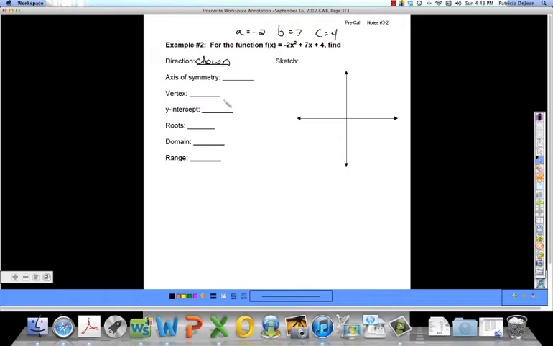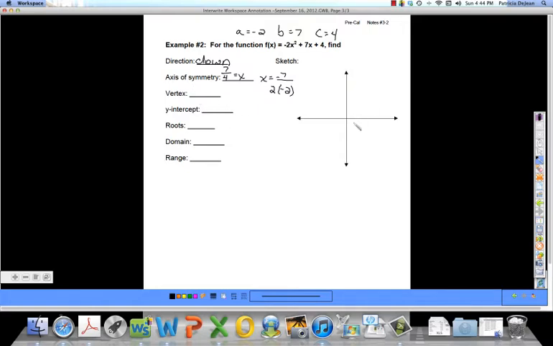Now we need to find our axis of symmetry, and you're going to do that with x equals negative b, negative 7, over 2 times a, which is negative 2, which is going to be negative 7/4, or negative 7 over negative 4, or positive 7/4. That is going to be the x value of the axis of symmetry.